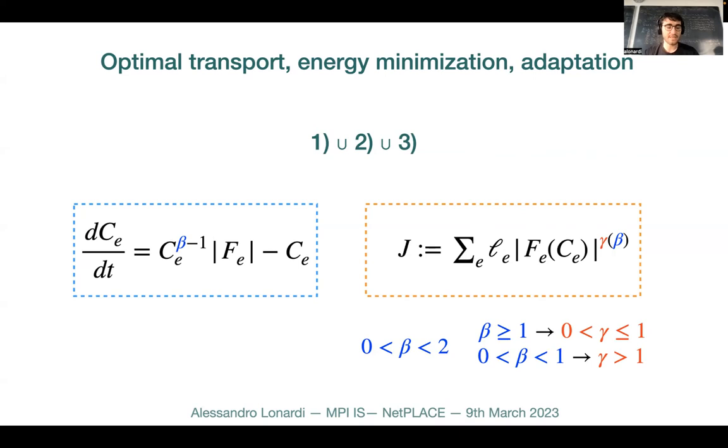This is slightly different. There is a C and a beta to the power beta minus one. But this is because when you add the regularization parameter in the cost that you want to minimize, this translates to another exponent, an equivalent, dual exponent, if we want, in the ODE. Okay, so this is just to introduce, basically.